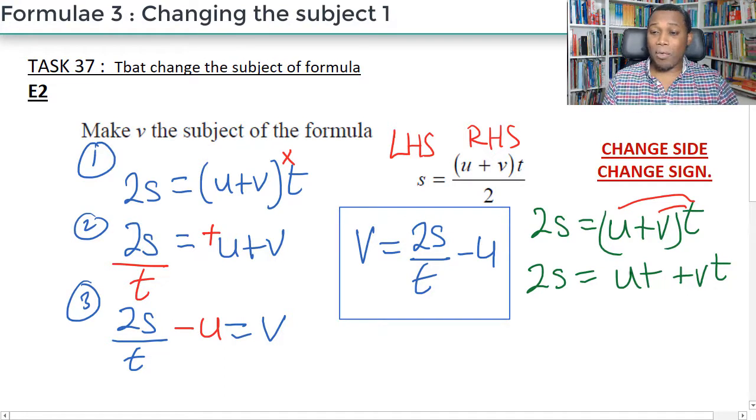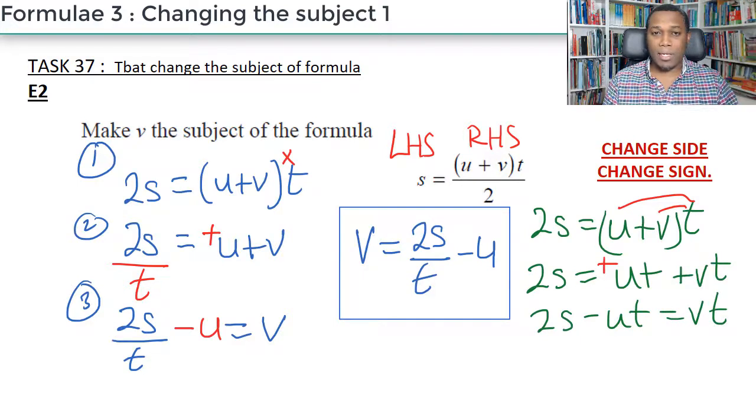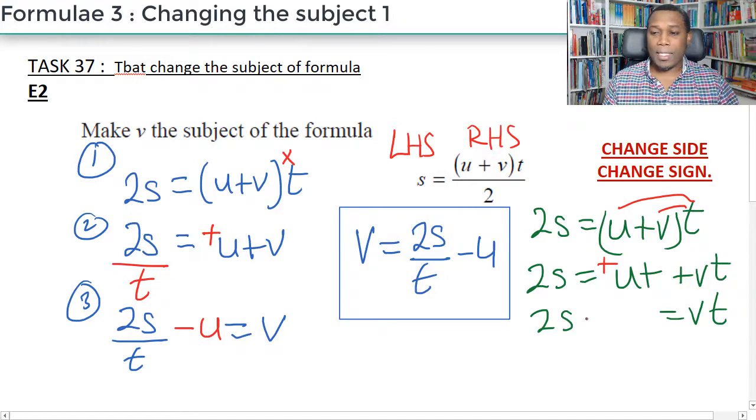So at the moment we're adding ut. That plus ut needs to go on the left, and it's going to become minus ut. So in this current version, we now have 2s take away ut is equal to vt. I should have put that take away ut in red so it's clear.